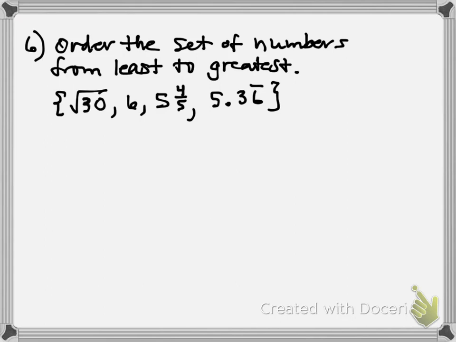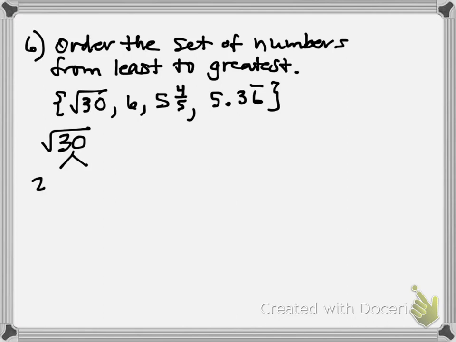So, doesn't matter how many terms. If I'm being asked to put them in order, I need to make them in the same playing field. So I'm going to change all of them to decimals. So the one that's going to require the most amount of work is this guy. So what two perfect squares does the square root of 30 fall between?